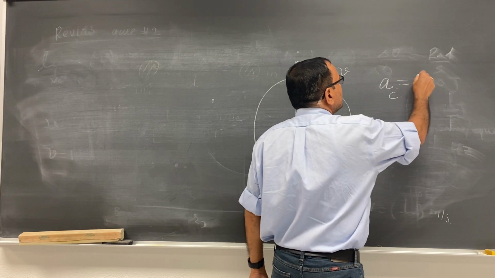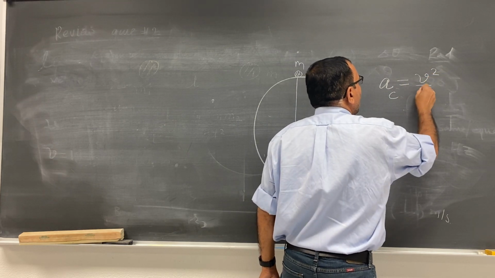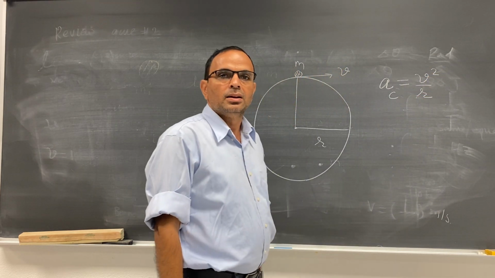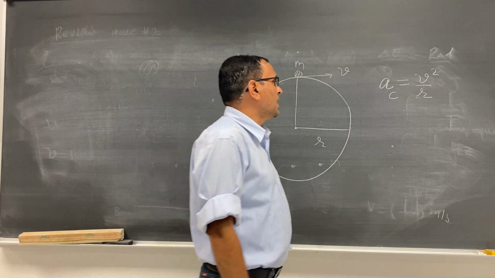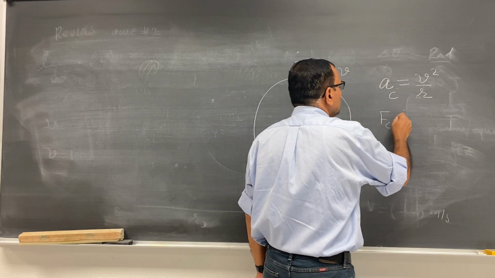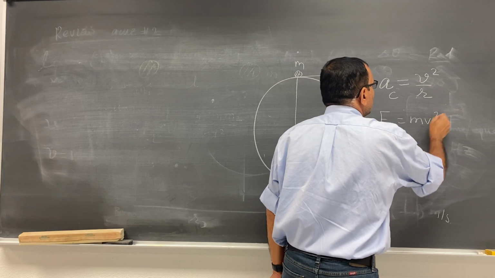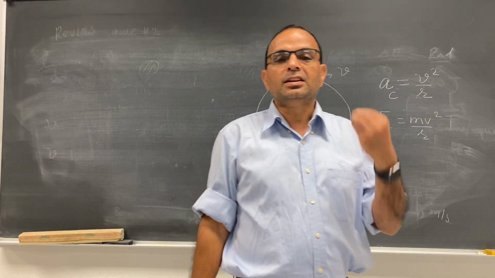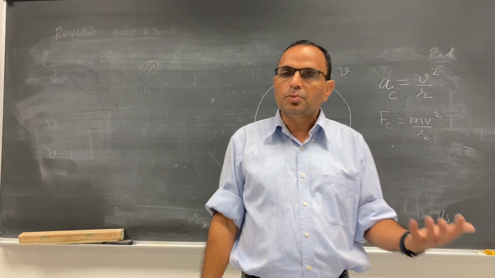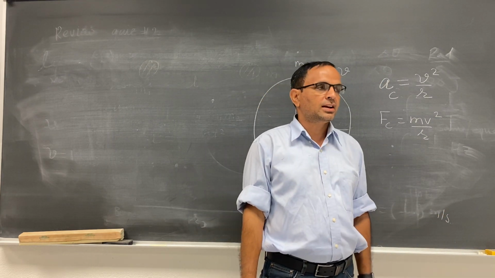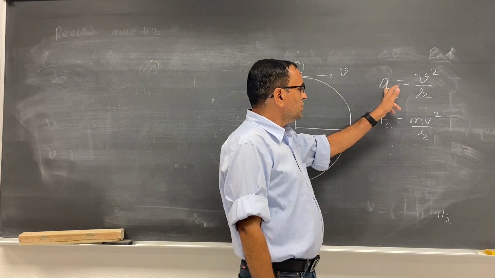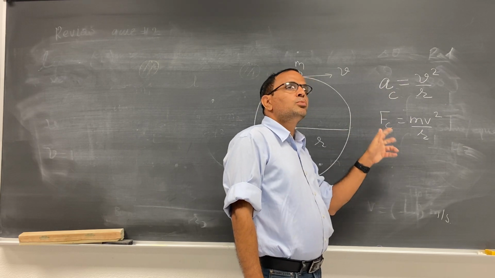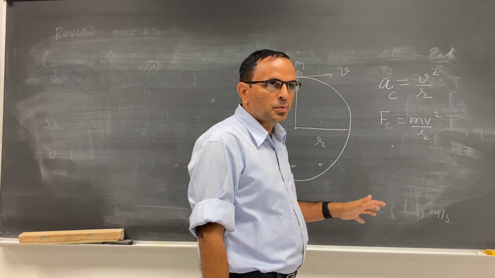Centripetal acceleration a_c is equal to v squared divided by r, and centripetal force F_c is equal to mv squared divided by r. So to keep the object in a circular path, you need a centripetal force. And if there is a centripetal force, of course, then you have a centripetal acceleration. Both of them are pointing toward the center of the circular path.